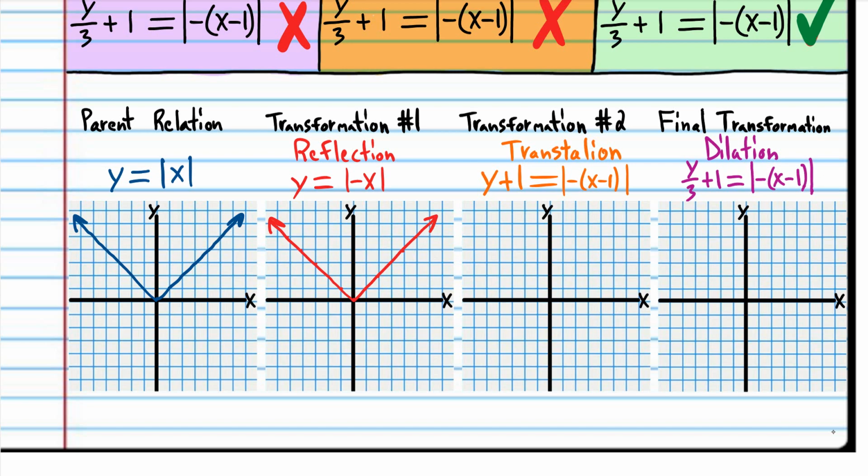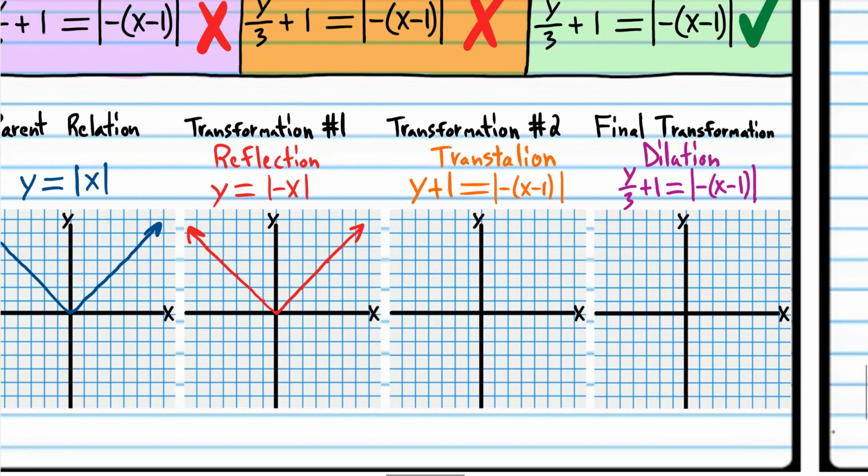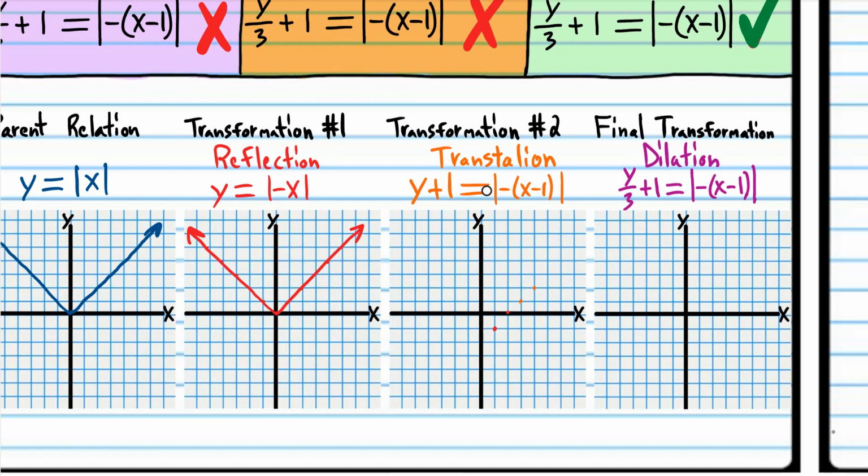And then we're going to translate. We're going to move down 1 and to the right 1. And there you go. Whoops, that should be orange.